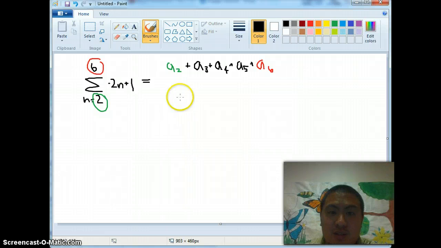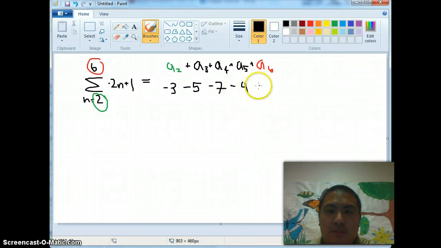Now the shortcut to doing that is just plug in 2, and you get negative 2 times 2 gives you negative 4 plus 1 gives you negative 3. Then plug in 3, and it would be negative 2 times 3, which is negative 6, plus 1, that's negative 5. So it would be plus negative 5, and to make it look nicer, I'll just make it minus 5, right? And I know that if I keep doing that, I'll get negative 7, negative 9, and negative 11.